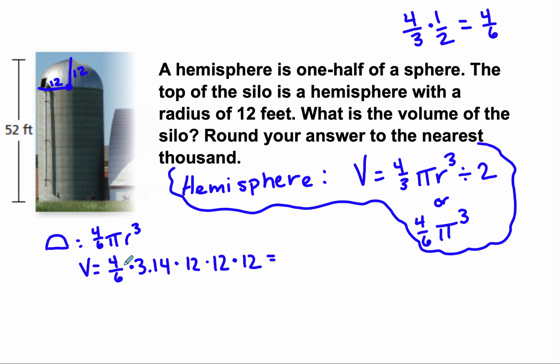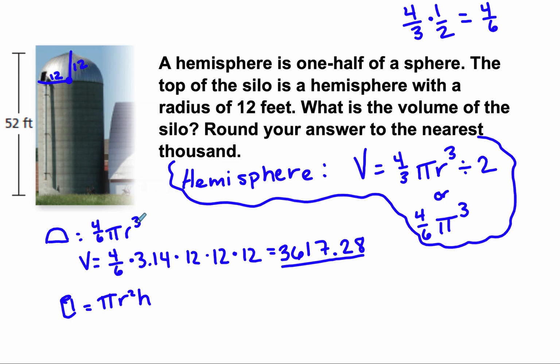In my calculator, I would do 4 divided by 6 for that part. 4 divided by 6 times 3.14 times 12 times 12 times 12 gives me 3,617 and 28 hundredths. That's my number for my hemisphere. Now I need to do my cylinder. Remember that formula is pi r squared times height.